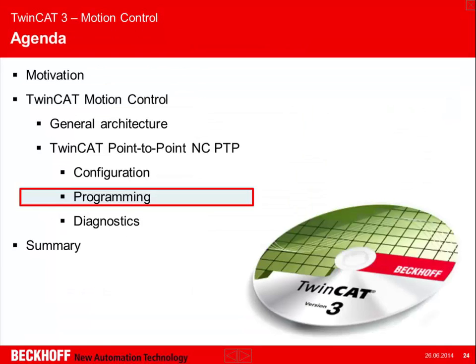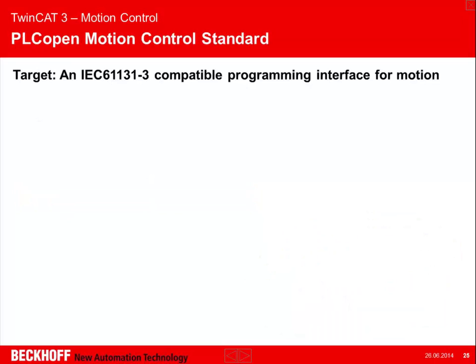So this is configuring the axis, doing the setting of the different parameters, and of course, the next step is to do the programming of the axis. For the programming of the axis, we support the PLCopen motion control standard. Beckhoff is also a member of the PLCopen group, of course, and we are also actively working on the PLCopen motion control standard.